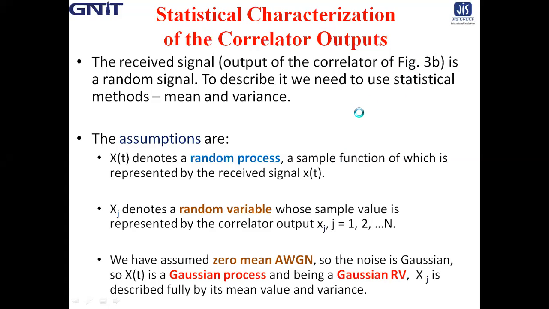We now wish to develop a statistical characterization of the set of n correlator outputs. Let capital X(t) denote the random process, a sample function of which is represented by the received signal x(t). Correspondingly, let Xj denote the random variable whose sample value is represented by the correlator output xj, where j belongs to 1 to n.